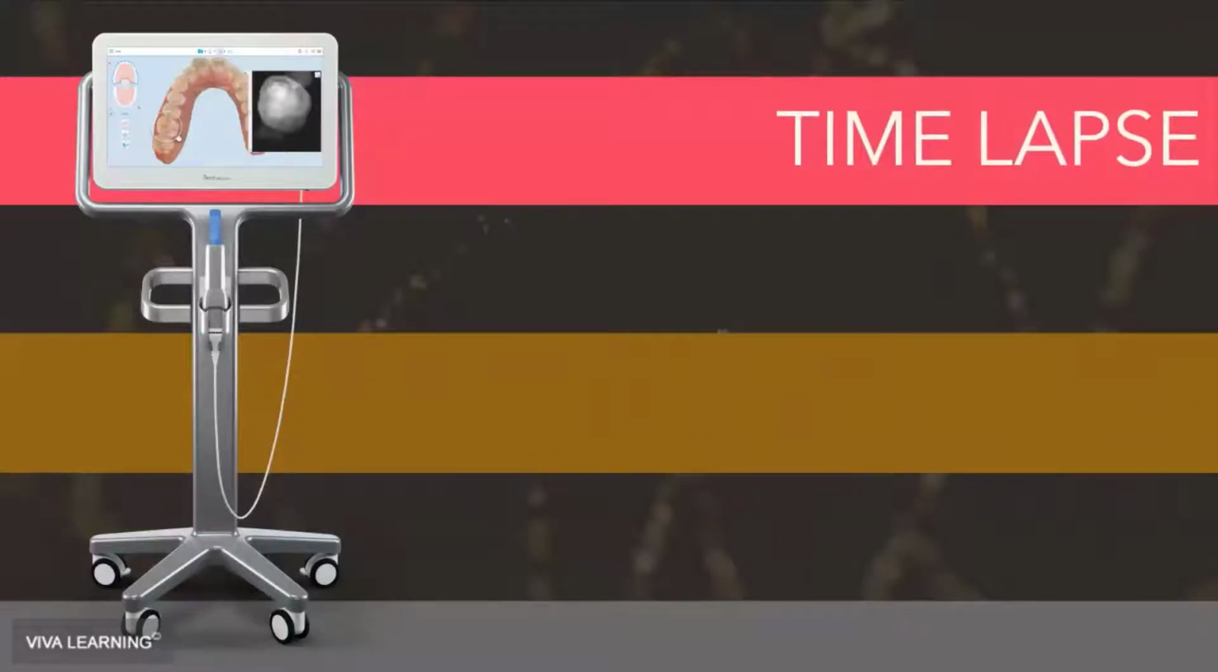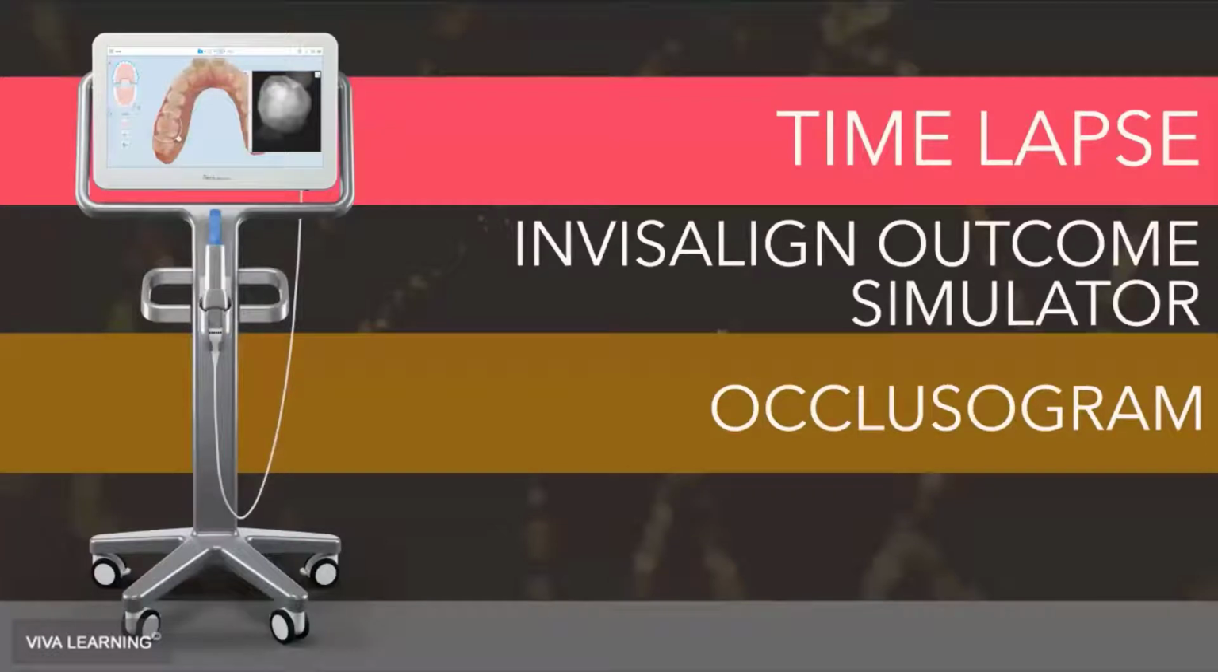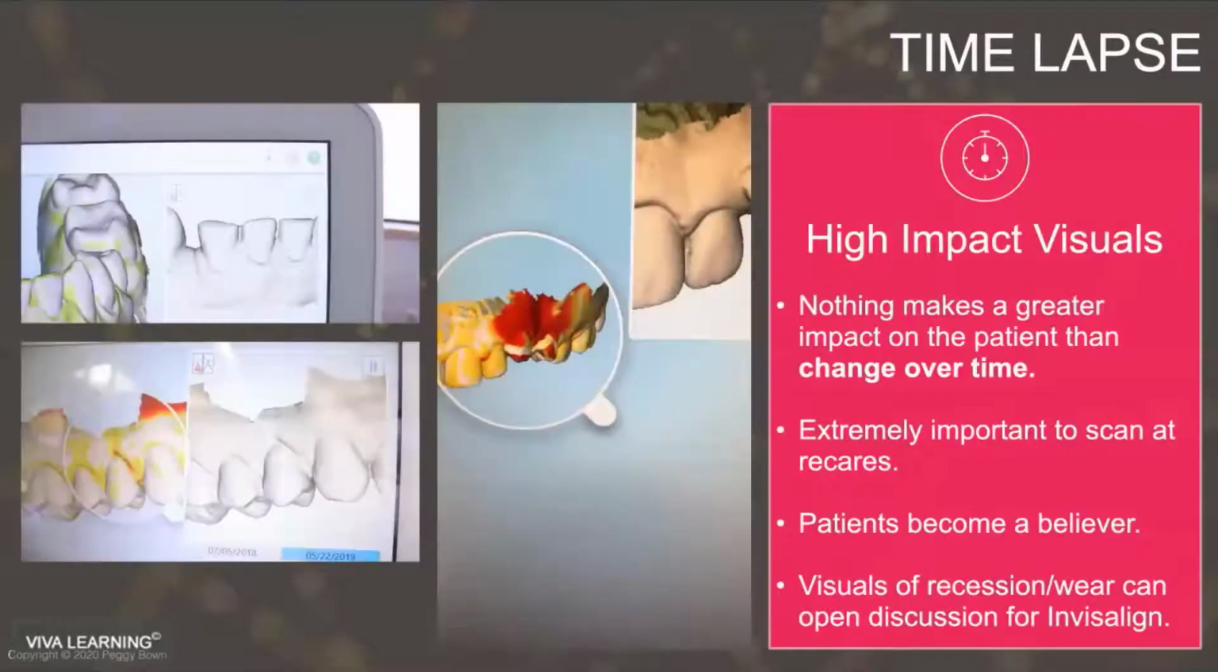First is time lapse. Again, it's sort of a video over time that we can show our patients. An Invisalign outcome simulator. It's not always that you have to be doing Invisalign with it, but it shows you before and after of what the teeth would look like with a better bite, more aligned. And then there's what's called the occlusogram, and that's showing them the bite. And the final one, the most amazing, of course, that I've seen in many years as well, is the NIRI, which is the near infrared imaging technology. And I'm going to just show you about each one now and kind of what we do here.